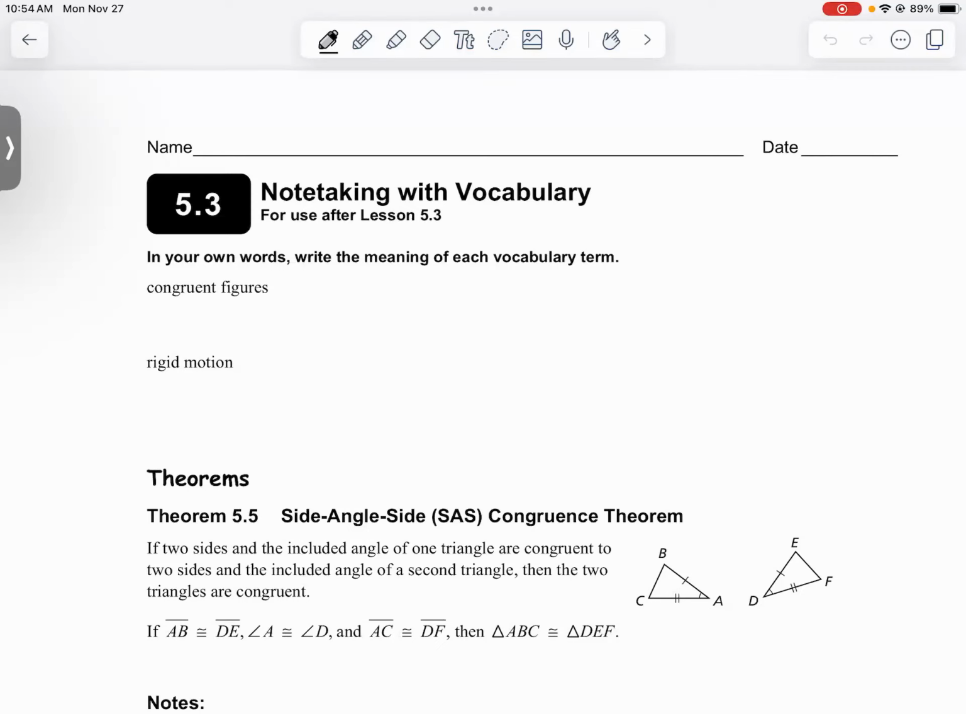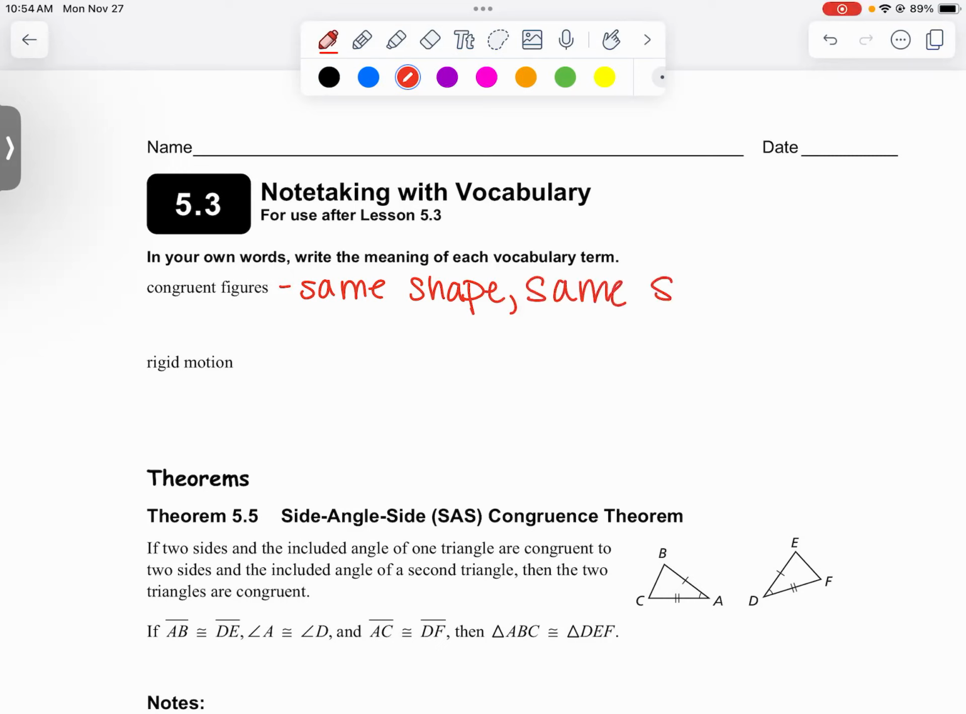Remember, if we're talking about congruent figures, we are talking about two figures that have the same shape and the same size. Now, we are going to specifically talk about congruent triangles. So our triangles are going to be the same shape and the same size. So shortcuts are going to help us prove that triangles are congruent.